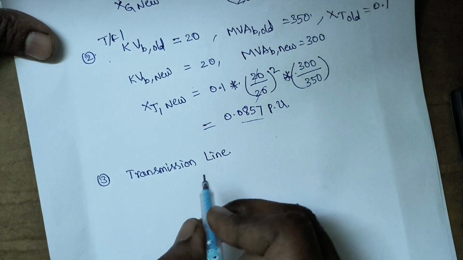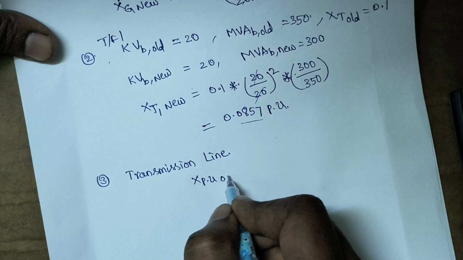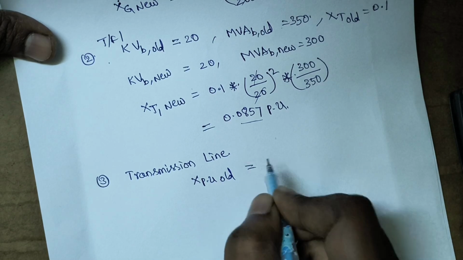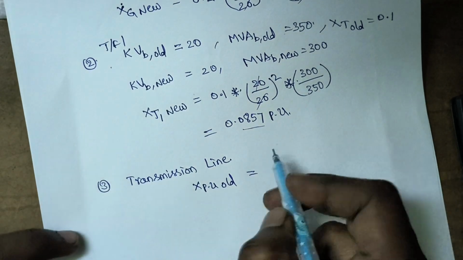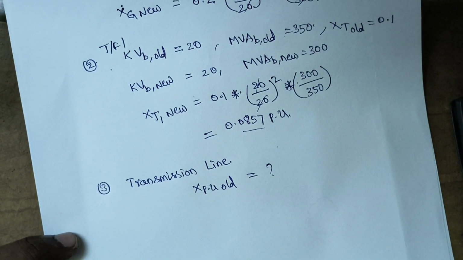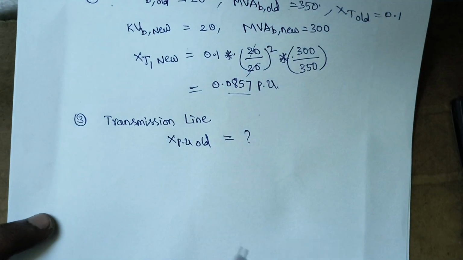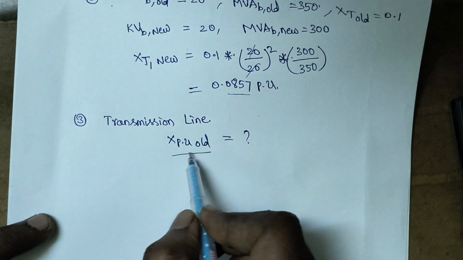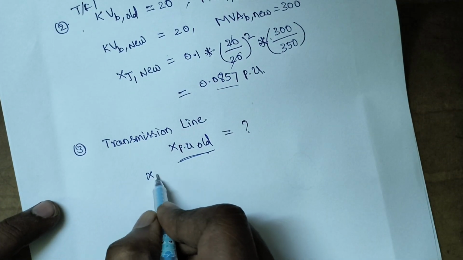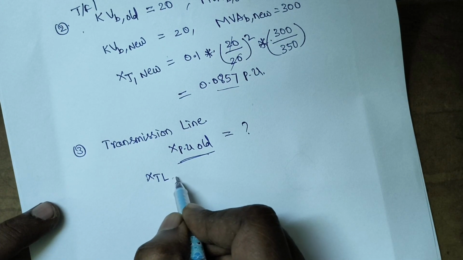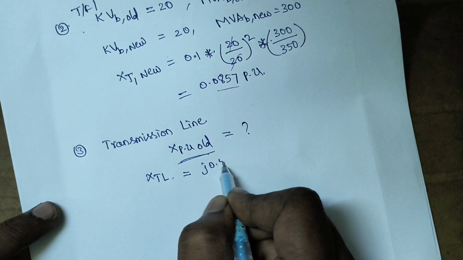Transmission line. And for this, X per unit old is equal to... I don't know what X per unit old is. So now I need to find X per unit old as well as X per unit new. How can I find it? He said that the actual impedance, that is XTL actual, is equal to j0.5.